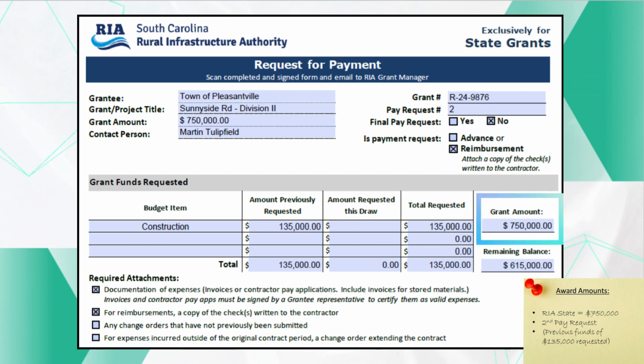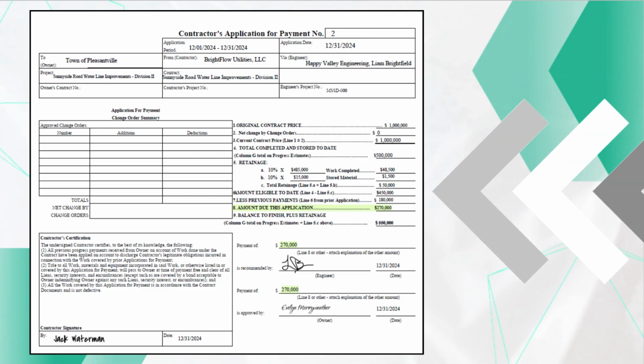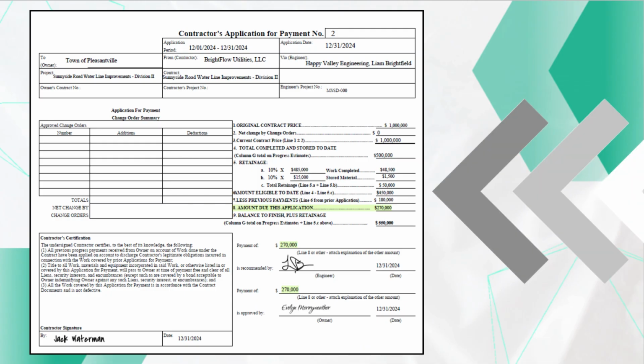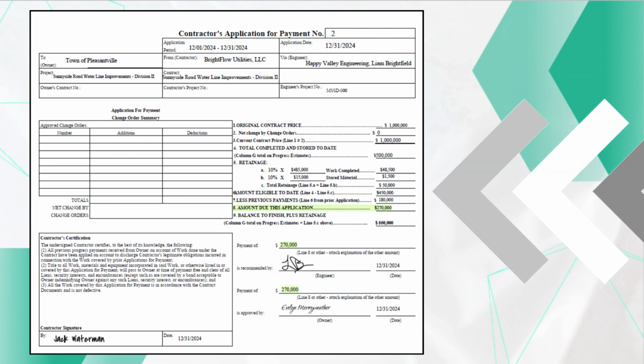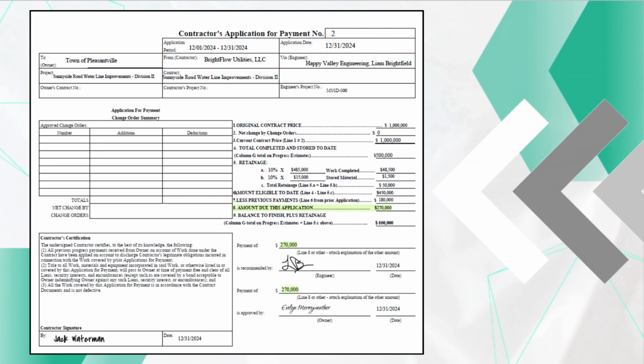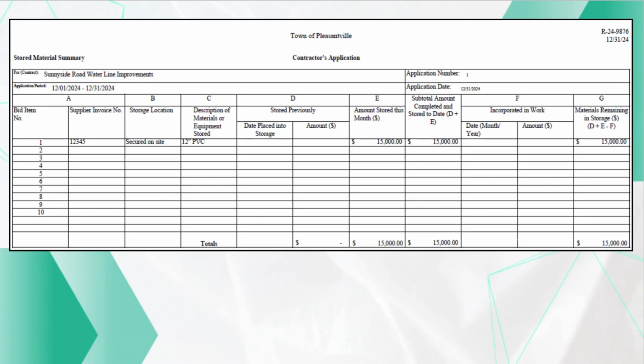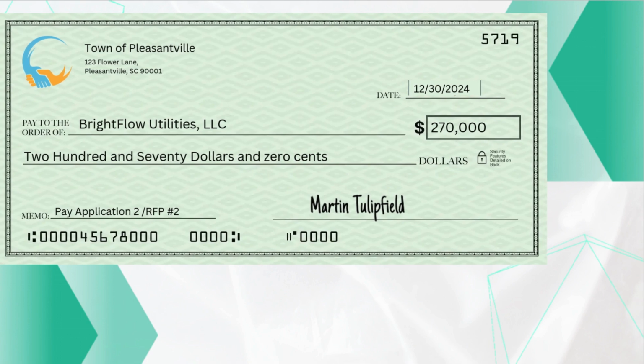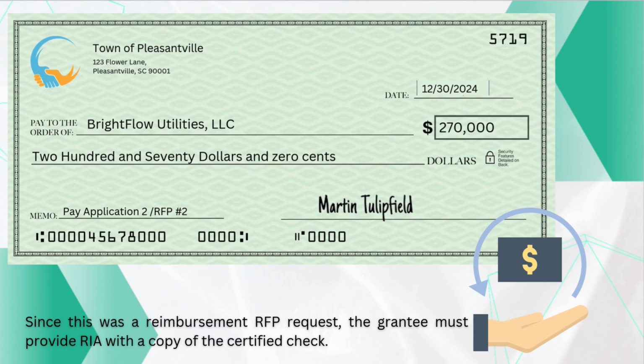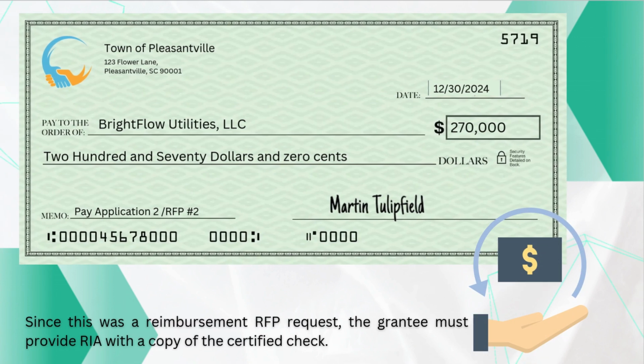The project has been allocated $750,000 in RIA state funding, with a prior request of $135,000 having been previously submitted. The contractor's pay application submitted for this state payment request reflects an amount due of $270,000. Supporting documents include a progress estimate and stored materials summary. Because this is a reimbursement, a copy of the check written to the contractor has also been submitted.